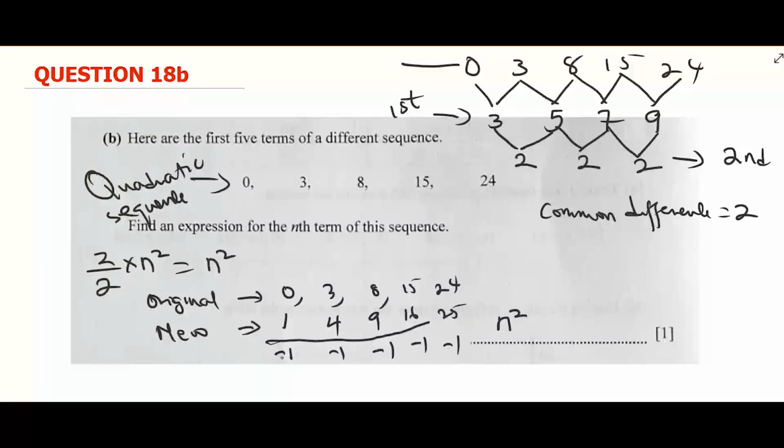So since I have minus 1 all through, that means I will just add it to this. That is n squared plus minus 1, which is the same thing as n squared minus 1. So it is n squared minus 1. So that is the nth term of the sequence.